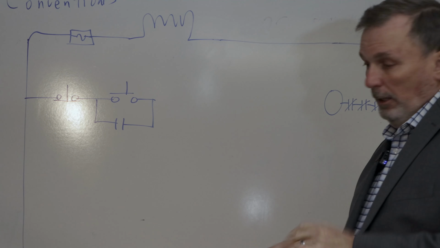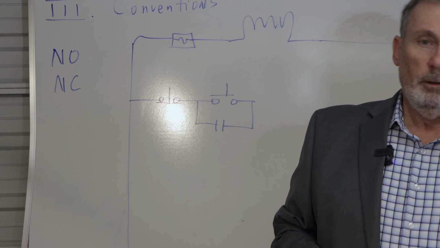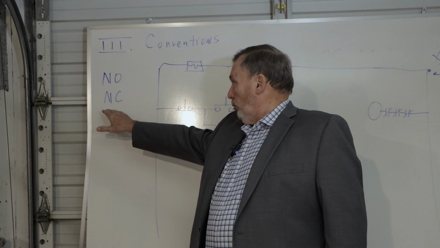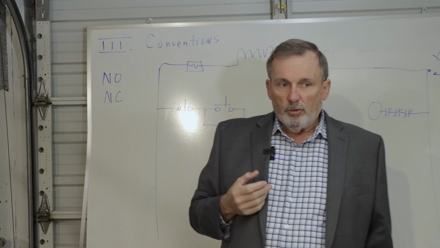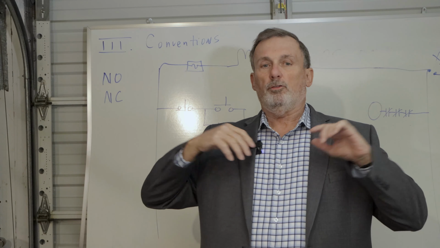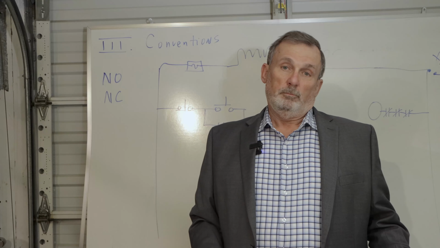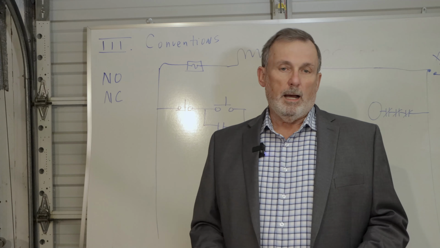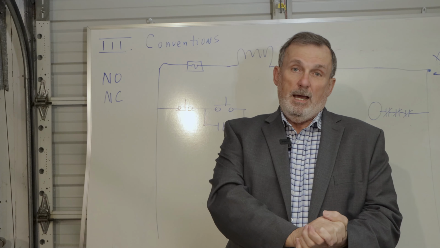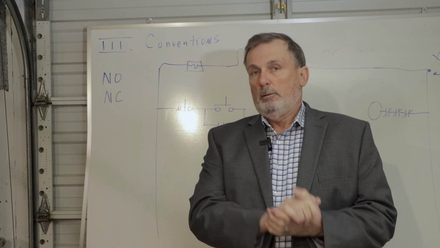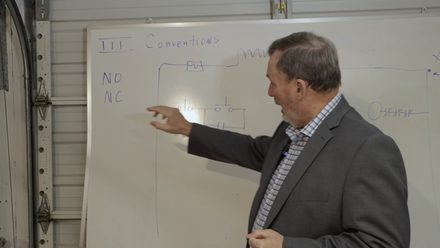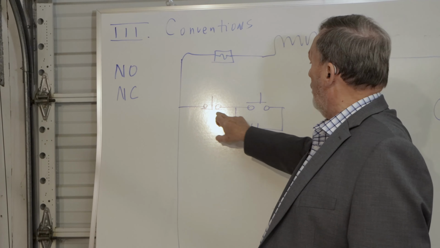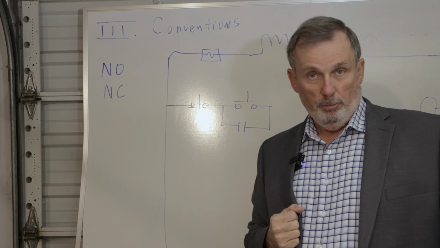So NO doesn't mean no, doesn't mean you can't, doesn't deny you permission. NO means normally open. And NC, yeah, you're right, normally closed. Normally open is the state that a contact is in when the circuit is de-energized. When nothing's happening, when there's no power to the circuit, the relay contacts or button contacts or whatever that don't make contact, those are normally open. Conversely, the contacts that are closed in a de-energized state are these contacts right here, for instance, normally closed.